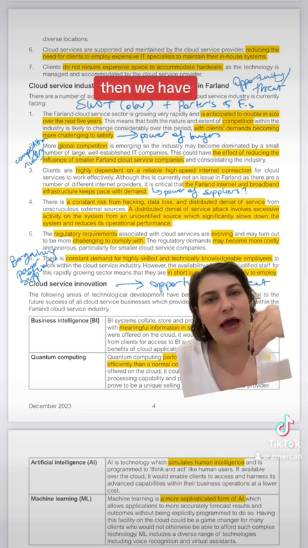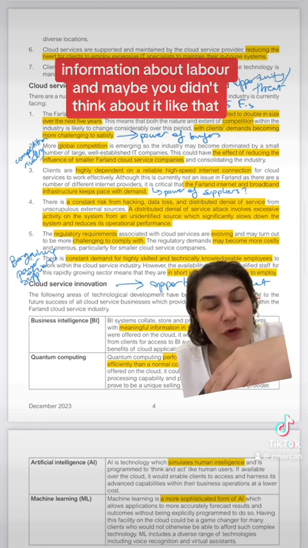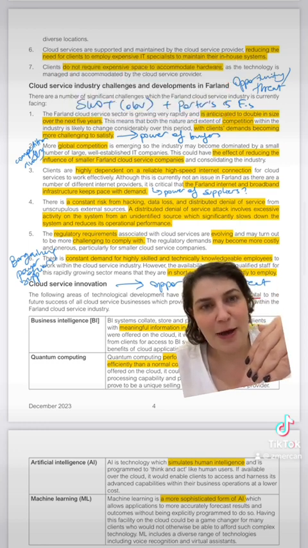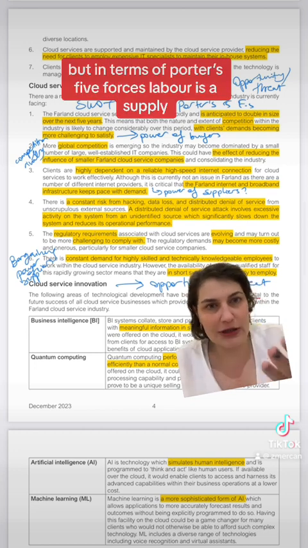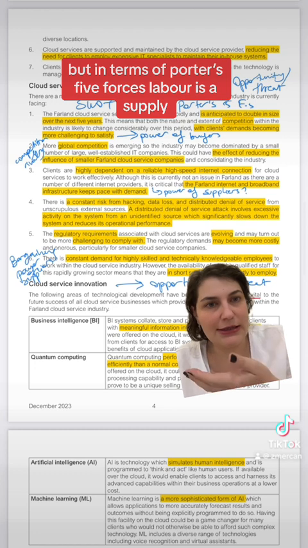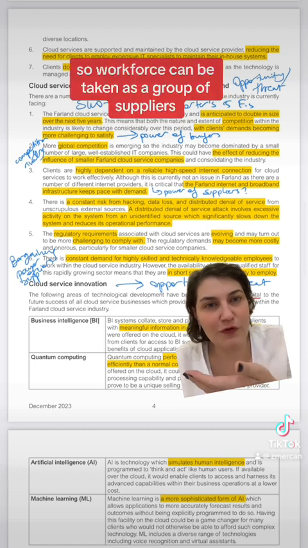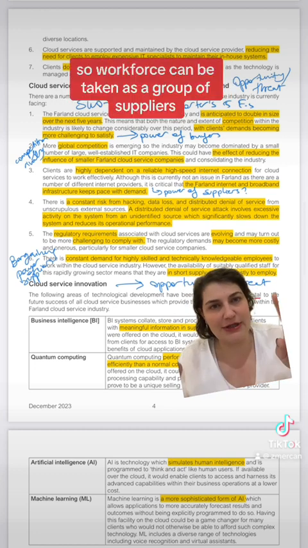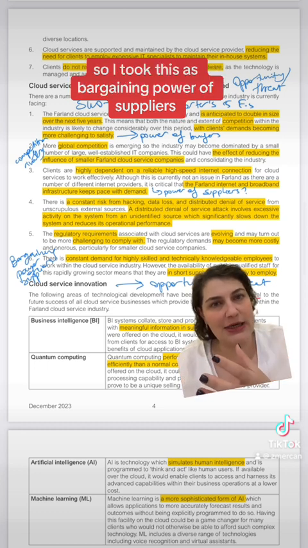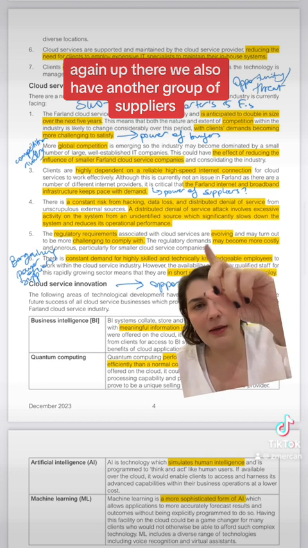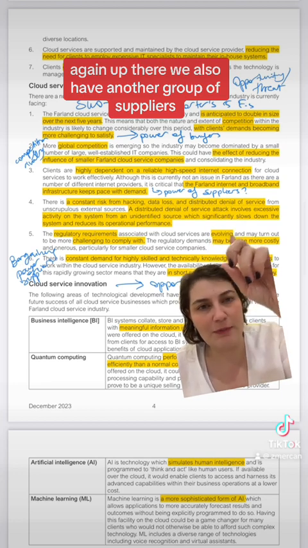Then we have information about labor, and maybe you didn't think about it like that, but in terms of Porter's 5 forces, labor is a supply. So the workforce can be taken as a group of suppliers. So I took this as bargaining power of suppliers. Again, up there we also have another group of suppliers.